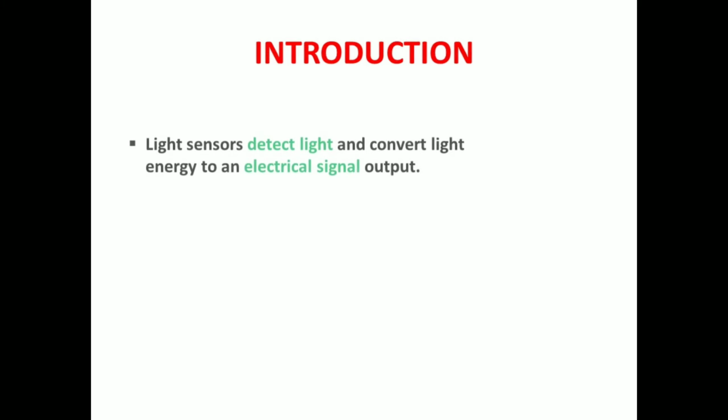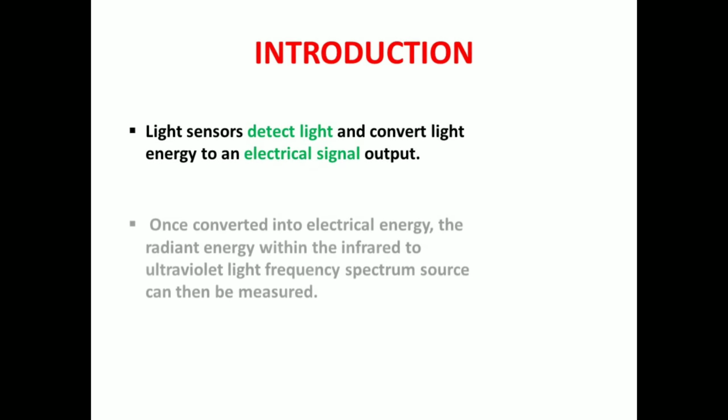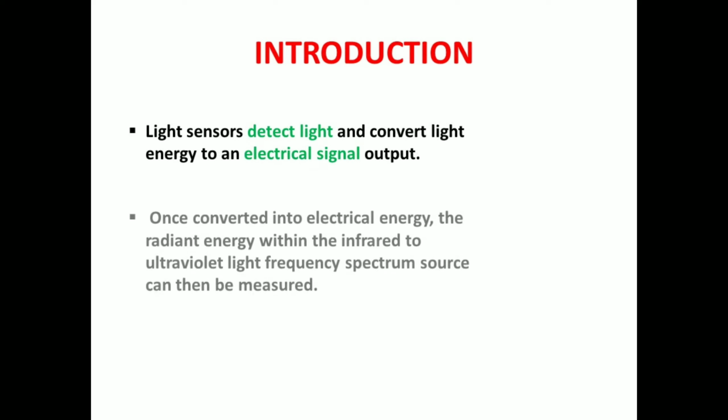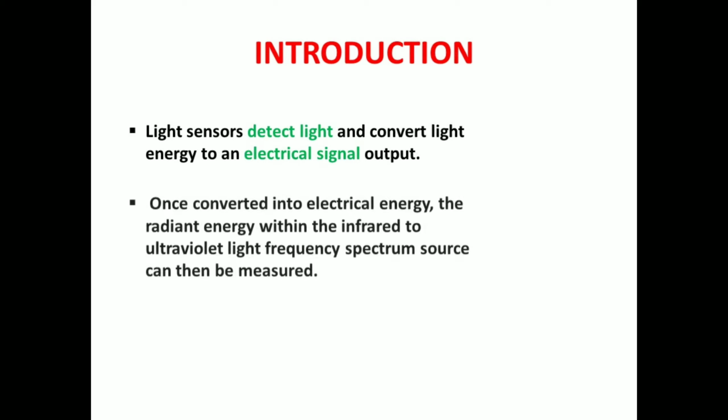What is a light sensor? A light sensor is a sensor that detects light and converts it into an electrical signal. A light sensor generates an output signal indicating the intensity of light by measuring the radiant energy that exists in a very narrow range of frequencies that ranges from infrared to visible up to the ultraviolet light spectrum. Some applications of light sensors are here.